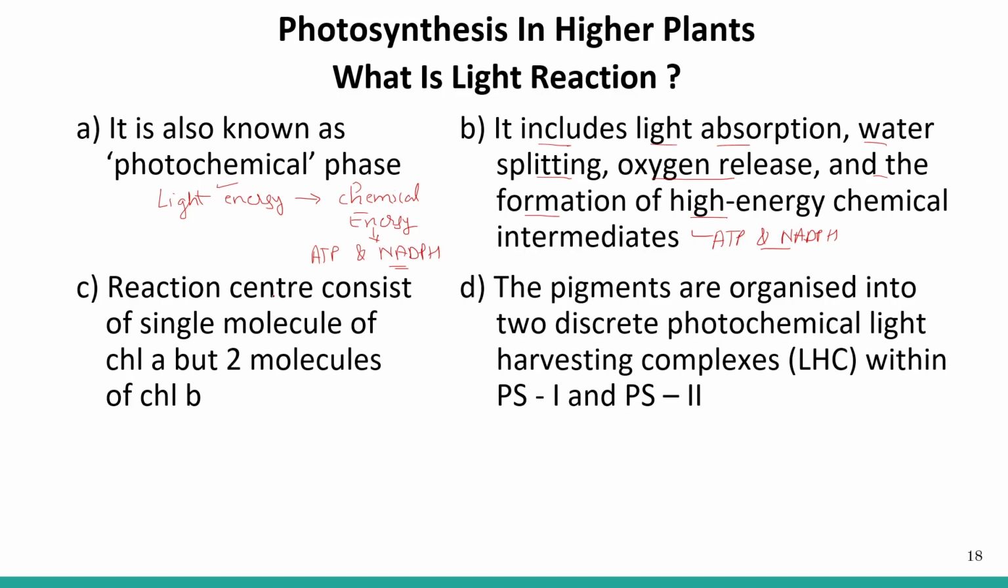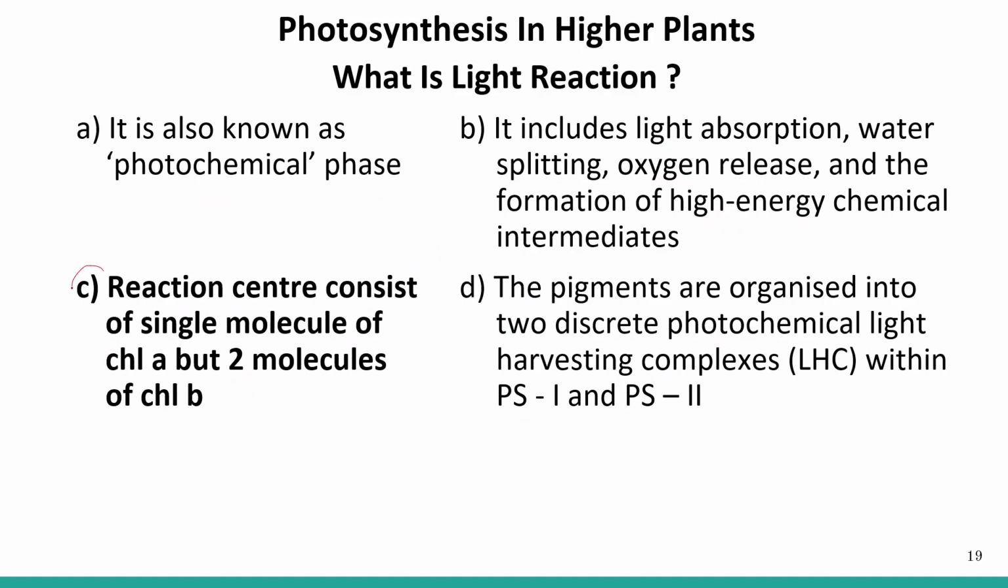Now third option is reaction center consists of single molecule of chlorophyll A but 2 molecules of chlorophyll B. So this is not correct, because the reaction center only consists of single molecule of chlorophyll A. Now fourth option, the pigments are organized into 2 discrete photochemical light harvesting complexes within photosystem 1 and photosystem 2. So this is also correct. So what should be the answer here? Option C. So this is the incorrect statement.